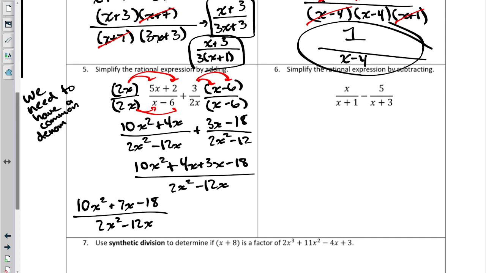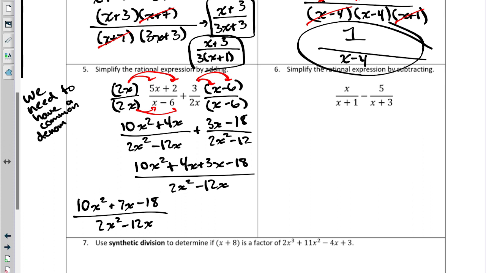Now, you could actually go above and beyond. You could factor this. You could find something in common, a common factor, and pull that out. And that's my challenge to you, is to factor this. I actually don't know if it's factorable. Two numbers that multiply to negative 180 and add to 7, no idea.